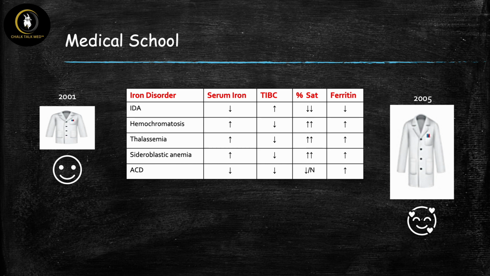But somewhere between 2001 and 2005, I remember that I repeatedly had to study this table from First Aid, which interpreted the iron studies. And it was very difficult because I didn't learn it quite well. I was always trying to memorize it and apply it. And every time I had a question, I would struggle. And therefore, I was very sad.